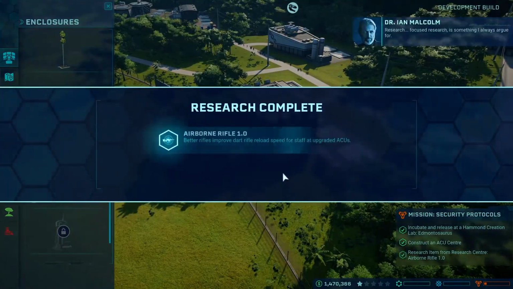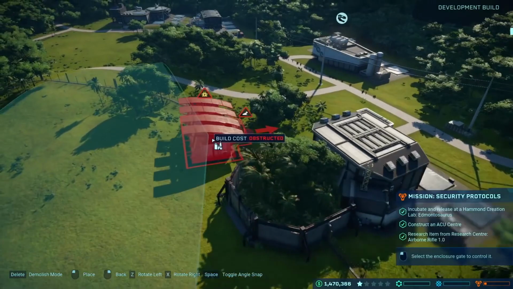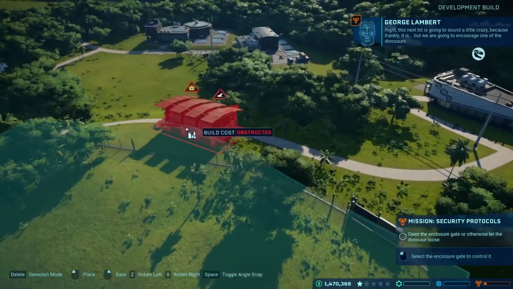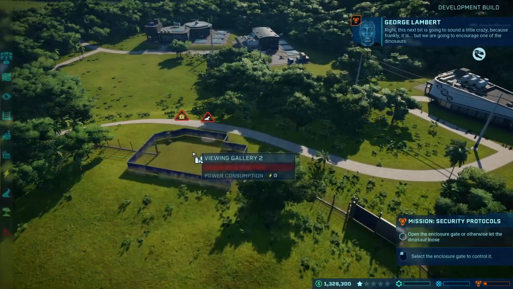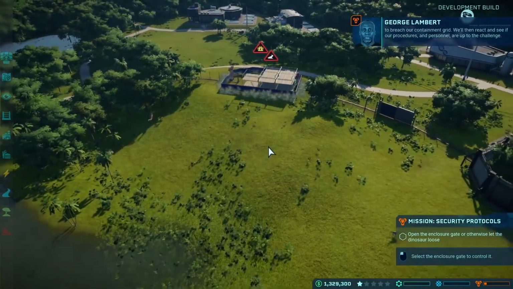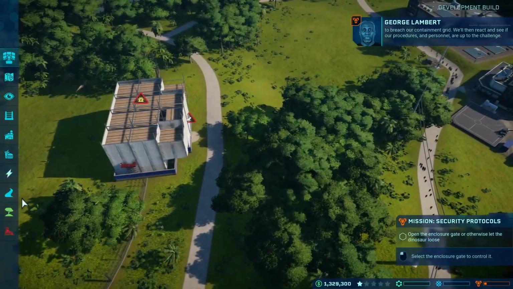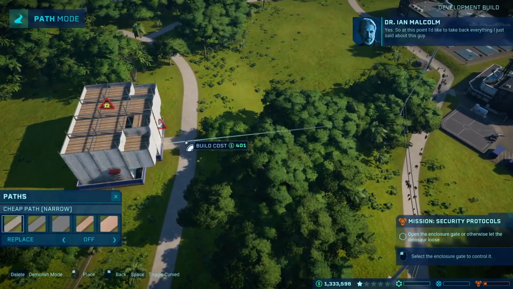Research, focused research, well, that's something I always argue for. Right. This next bit is gonna sound a little crazy because frankly, it is. But we are gonna encourage one of the dinosaurs to reach our containment grid. We'll then react and see if our procedures and personnel are up to the challenge. Yes. So at this point, I'd like to take back everything I just said about this guy.